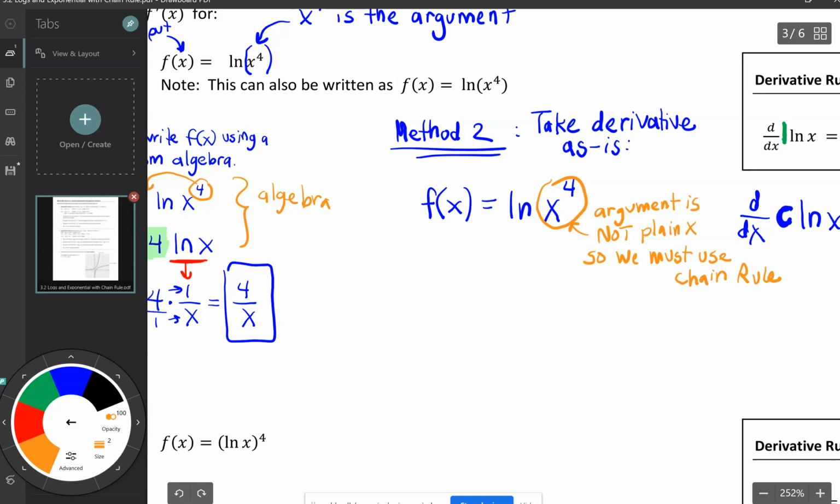We don't have a choice. We must use it in this case. We can always use it, but in this case, we have to use it. So let's go ahead and do our derivative.